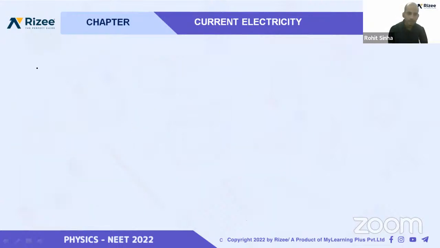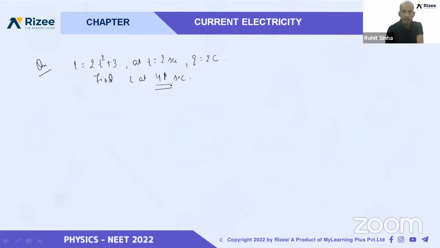Let us take one example. It is given that I is equal to 2t square plus 3, and it is telling that at t is equal to 2 second, q is equal to 2 coulomb charge has flowed, and then it is telling us to find the current I at 4 second. We have to find I at 4 second and I at the 4th second. How to proceed? Let us see.